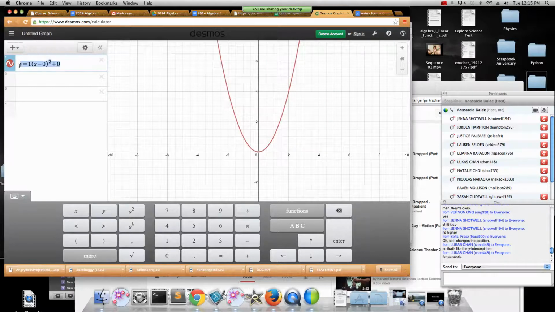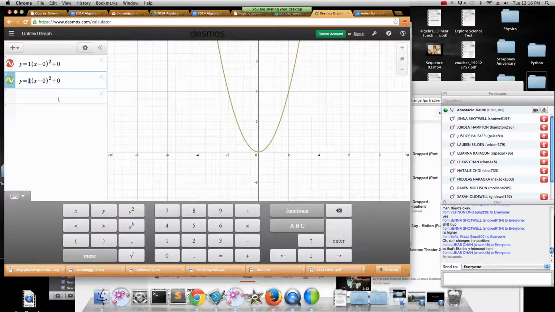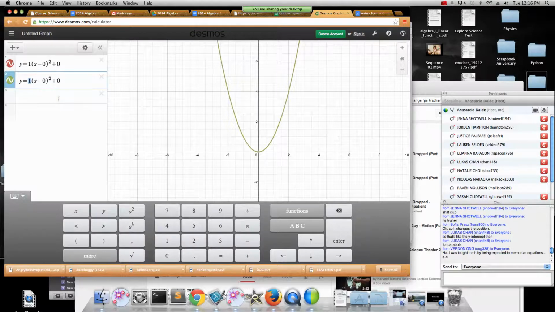So now what I'm going to do is copy and paste this. And I have my 2 parabolas. And let's make one green and one red. Okay, fine. What if I put the number 2 there? What happens to that parabola? It goes wider. Mark says it goes wider. Does it? Anyone else? It moves up. No, it doesn't.